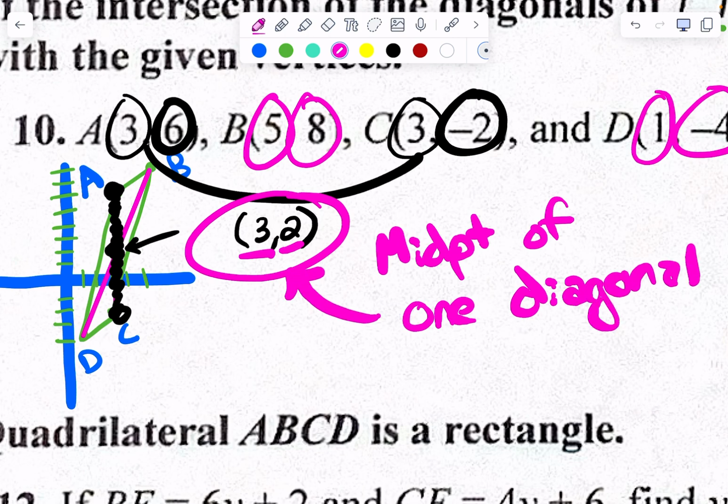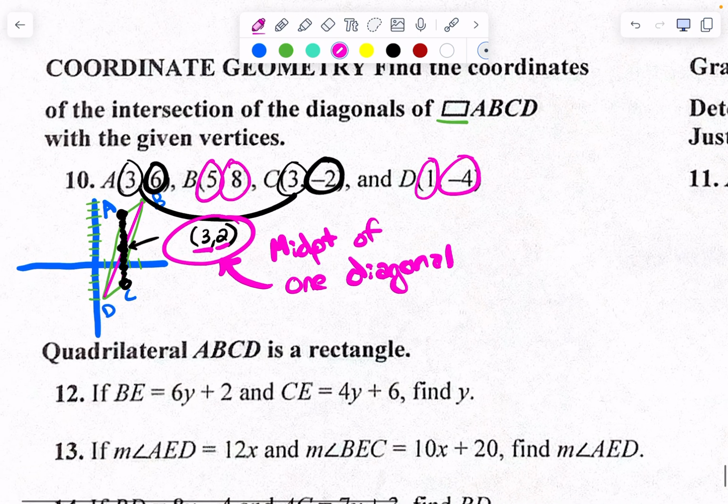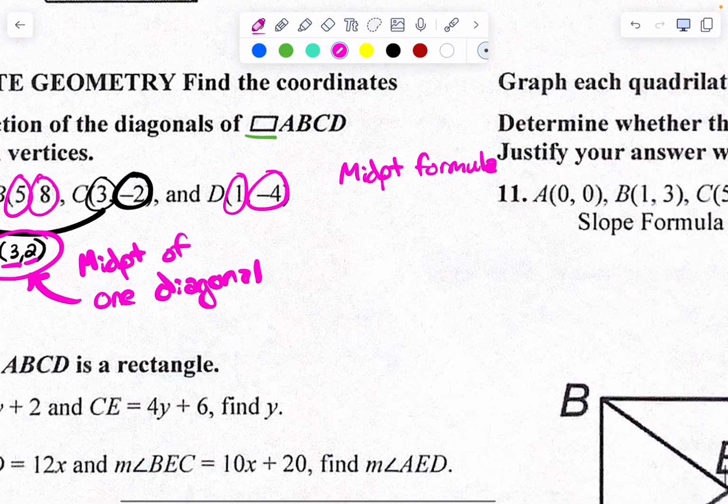That's where they're going to cross each other, is the midpoint of one diagonal. So that was the midpoint formula. When you're doing these coordinate ones, you're either going to use the midpoint formula. Do you guys know what the midpoint formula is? It's just X1 plus X2 divided by 2, Y1 plus Y2 divided by 2. You're either going to use the midpoint formula or distance formula.